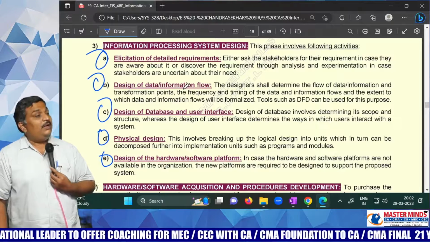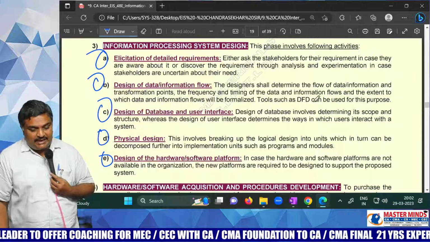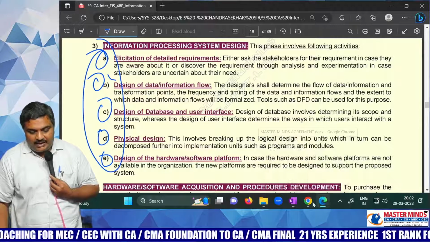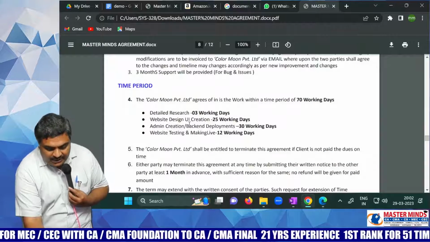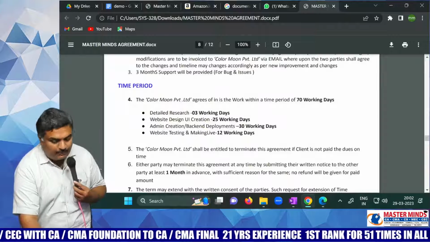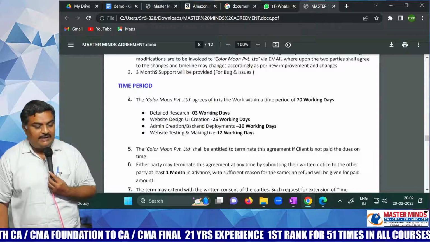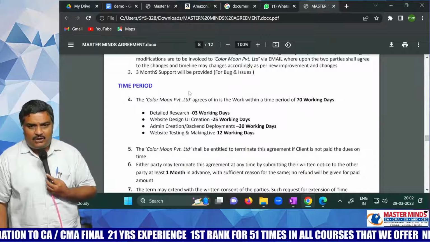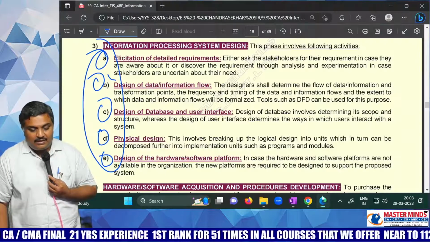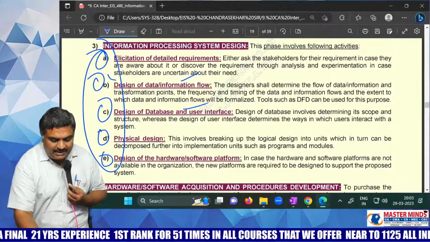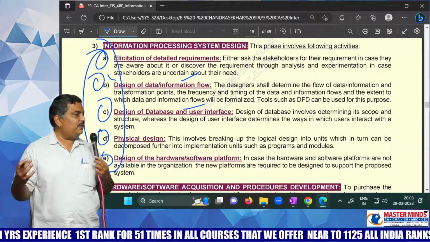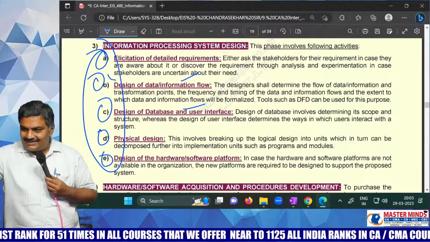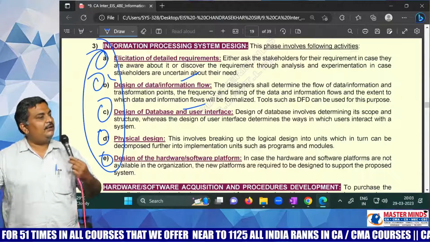Okay, so designing an information system means you need to design all these things. And the timelines, for designing all of that, how much time it takes. So, for website design and UI creation, 25 days. Admin creation, backend deployment, 30 days. Website testing and making live, 12 days. Okay. As this is a software, there will be no database and all. But in an information system, you will have all these things. Design of database, design of user interface, physical design, all these things. For doing all these points, it will take some time, 5 days, 10 days, like that. You have to design all of that. Only then you can design a software.